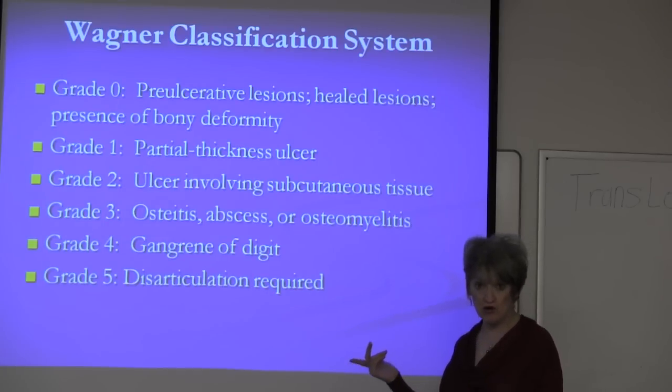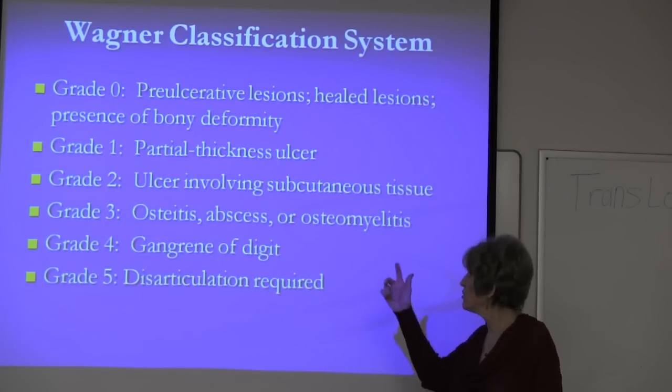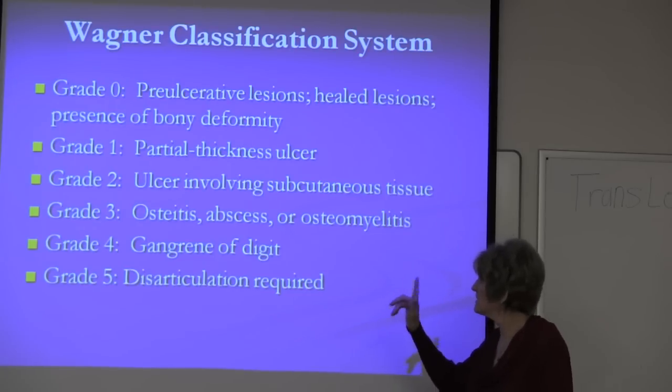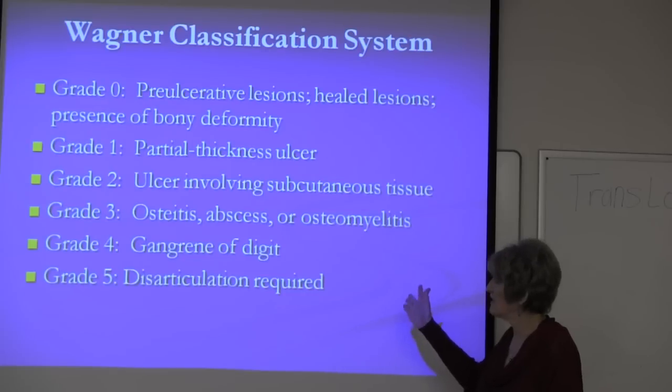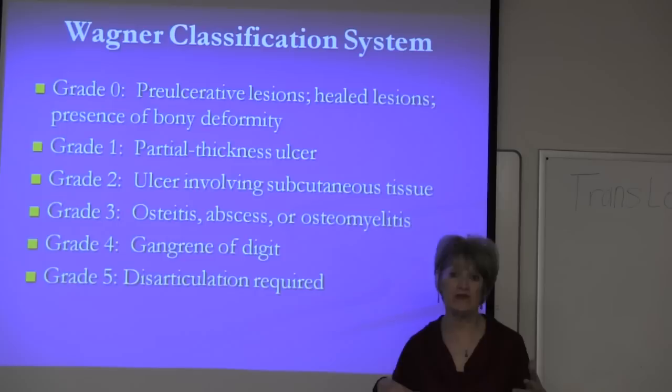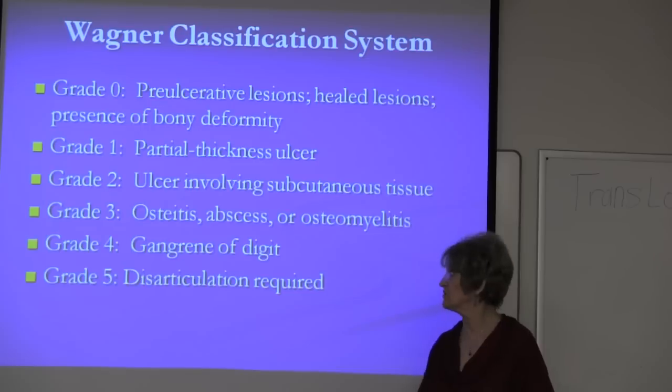Grade 1 is a partial thickness wound. Grade 2 goes into the subacute. Grade 3, you have infection. You have osteitis, abscess, osteomyelitis. Grade 4, you've got necrosis. And grade 5, you've got extensive gangrenous changes of the foot involving or requiring disarticulation.